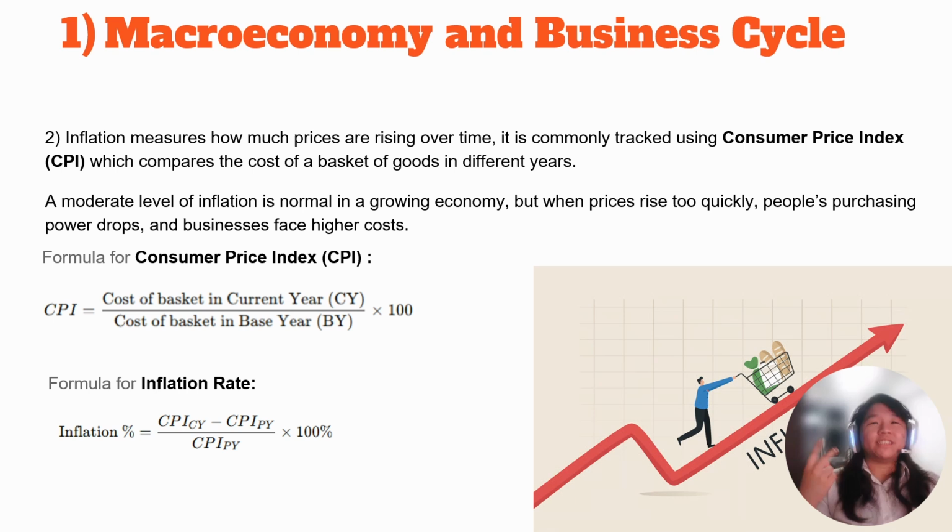Next, we'll talk about the second key indicator, which is inflation. Inflation is measured by how much price rises over time using the Consumer Price Index, which is known as CPI. A moderate level of inflation is normal, but when prices are rising too quickly, people's purchasing power starts to drop and businesses also face higher costs.